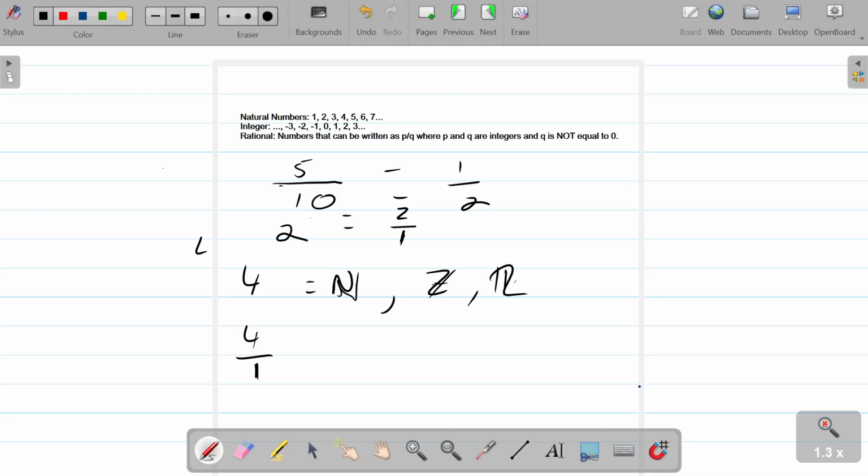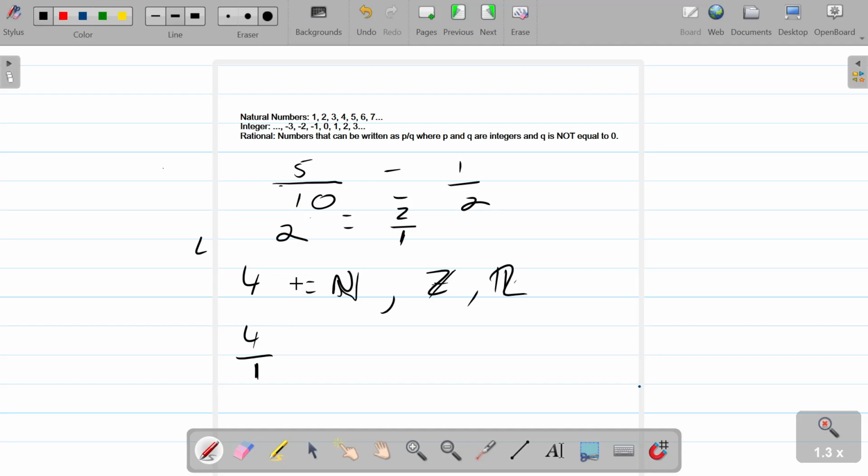So what you'll find is that a single number can exist in multiple worlds at the same time, right? In other words, 4 exists in the natural number world, and inside the natural number world, you're going to have integers. Every single integer is a rational number, right? But not every single rational number is an integer. You've got to think about that, right?